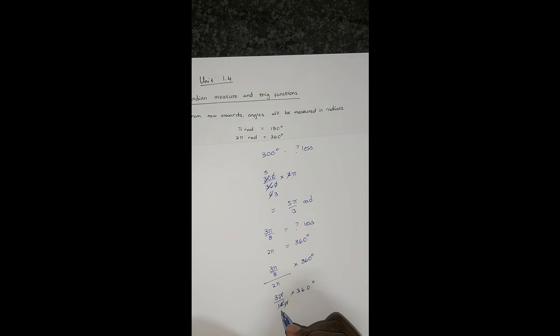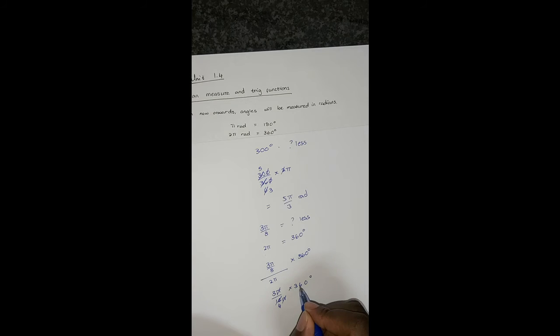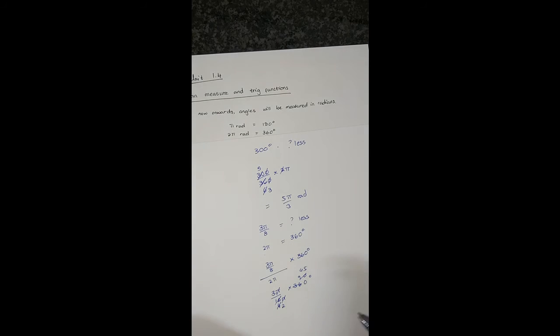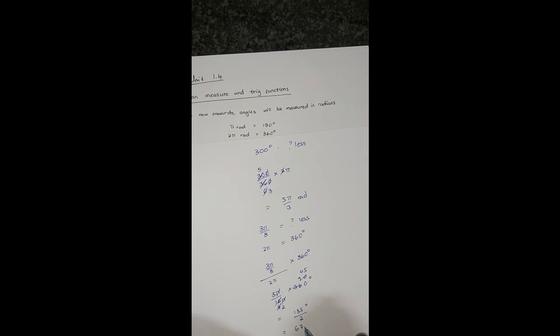You divide by 4, becomes 4, and then this one becomes 90, and divide by 2, it's 45. 45 by 3, that will be equal to 135. That will be 135 degrees over 2, which is equal to 67.5 degrees. So that is how you do the conversions.